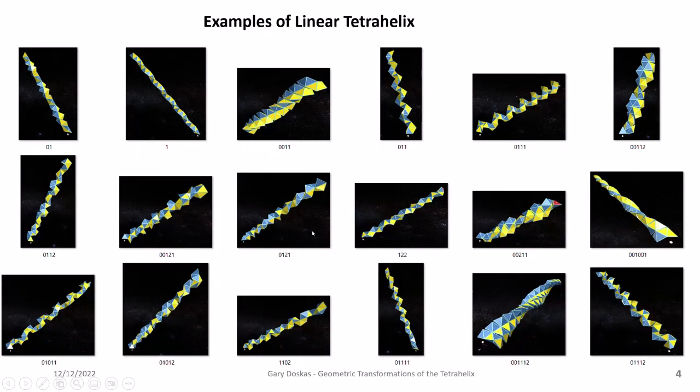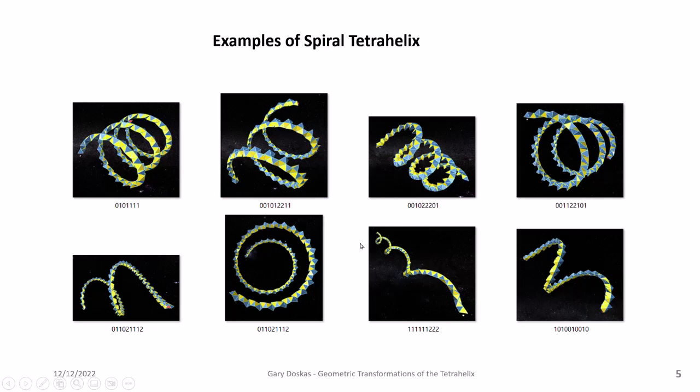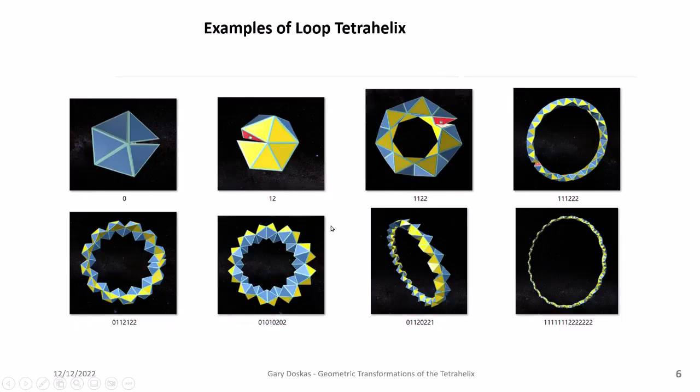These are just some examples of linear tetrahelix, with the associated subsequences listed below that allow me to reproduce these within the simulator. Here are some examples of the spiral tetrahelix and the associated subsequences that create these. And this is a sample of some of the loop tetrahelix that I come across. You'll notice that there's always a gap that results that will never precisely line up for any of these loop tetrahelix.